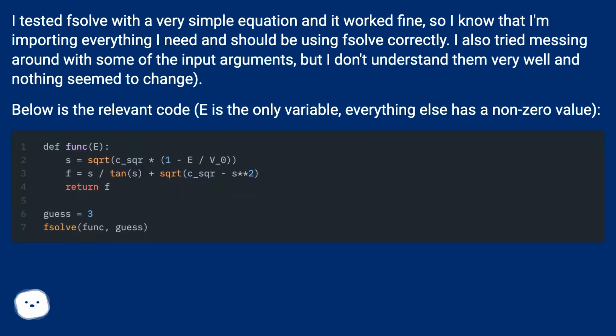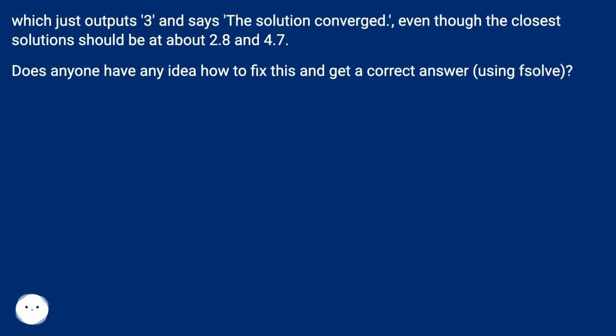I tested Fsolve with a very simple equation and it worked fine, so I know that I'm importing everything I need and should be using Fsolve correctly. I also tried messing around with some of the input arguments, but I don't understand them very well and nothing seemed to change. Below is the relevant code, E is the only variable, everything else has a non-zero value. Which just outputs 3 and says the solution converged, even though the closest solutions should be at about 2.8 and 4.7. Does anyone have any idea how to fix this and get a correct answer using Fsolve?